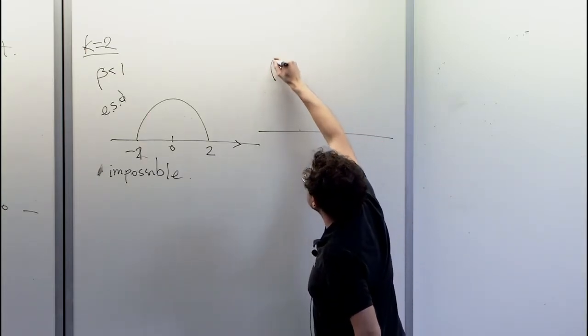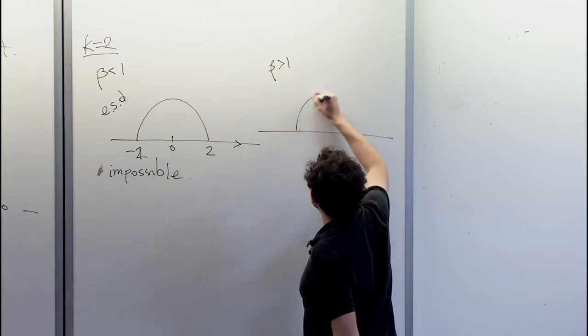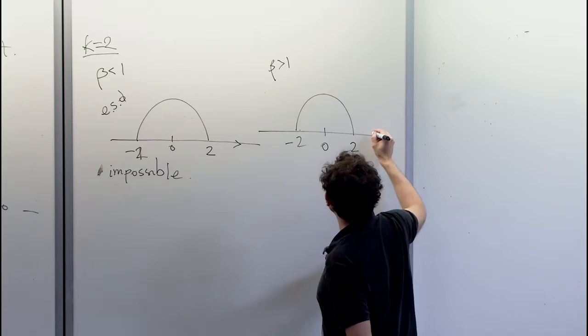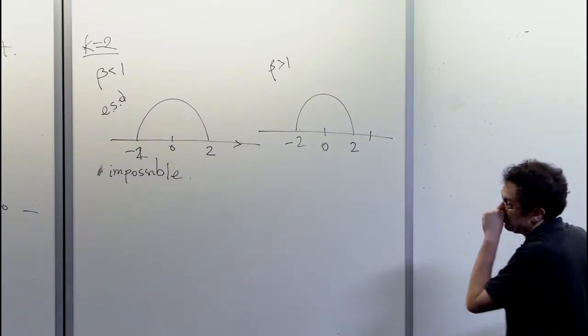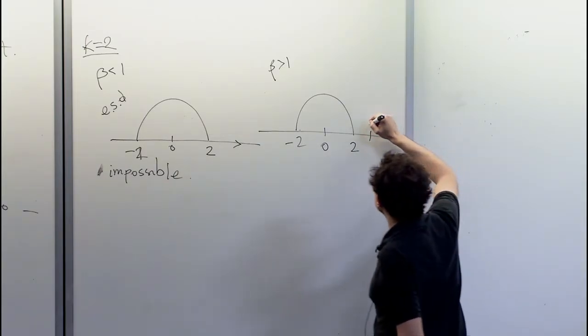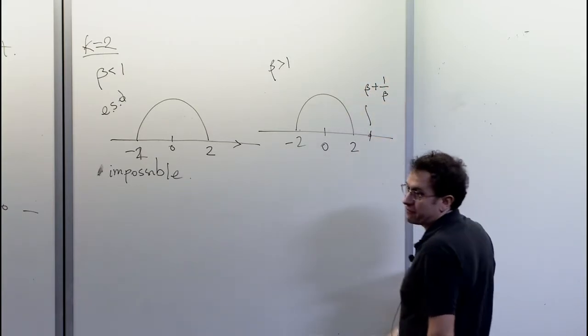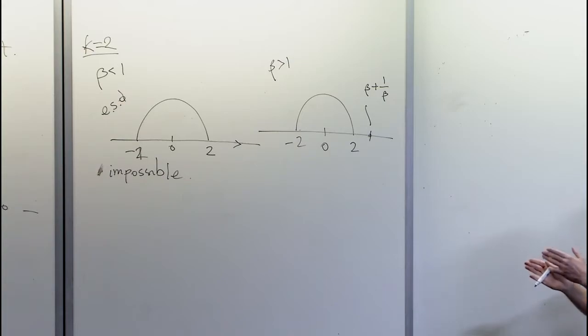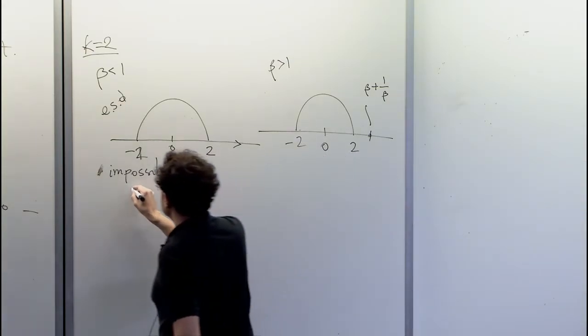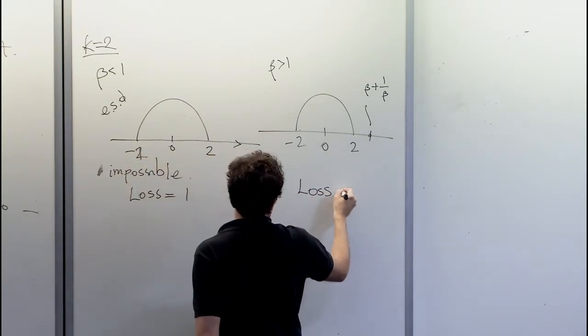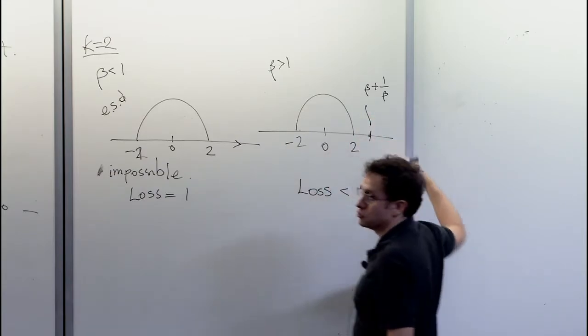For beta bigger than 1, you see something like that. You see the Wigner semicircle, but then you see an eigenvalue popping out, and it pops out at beta plus 1 over beta, and if you take this eigenvector, this has a loss strictly less than 1. So here the loss equals 1. Here the loss is less than 1 minus epsilon, and goes to 0 with beta.